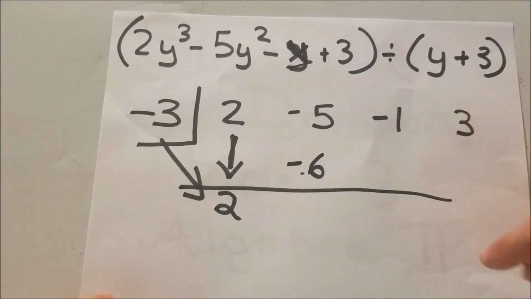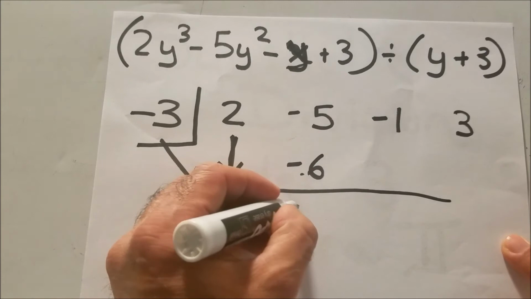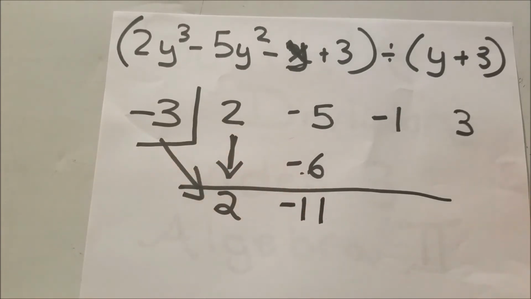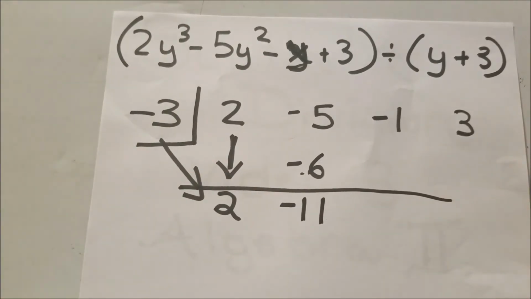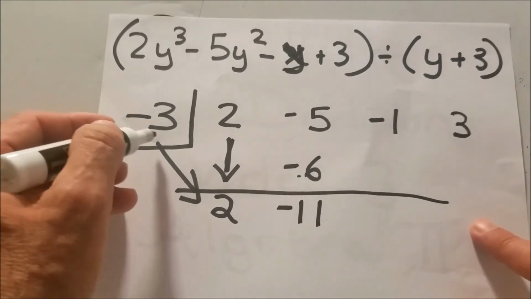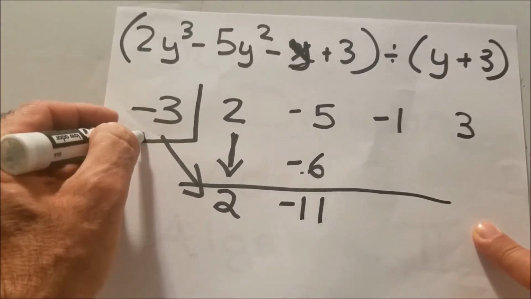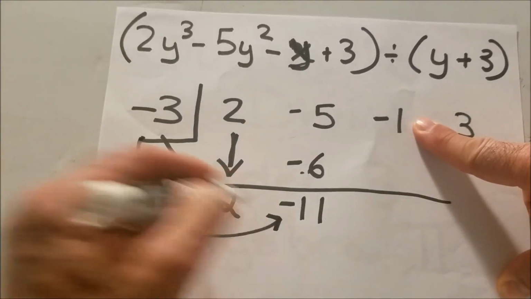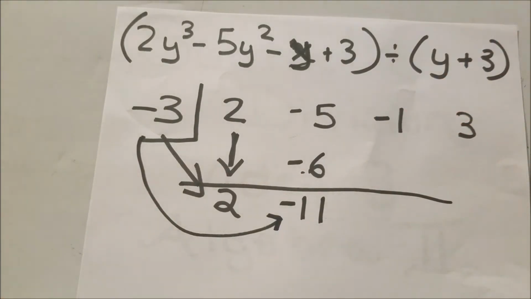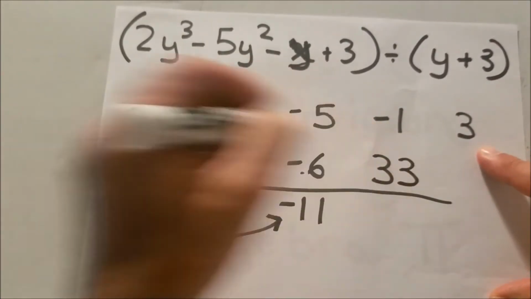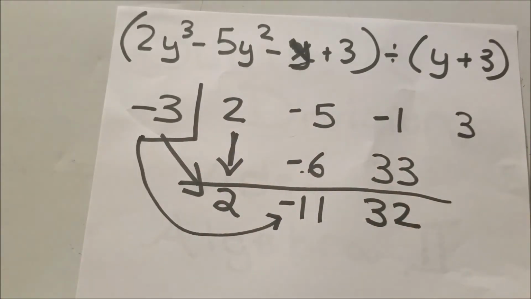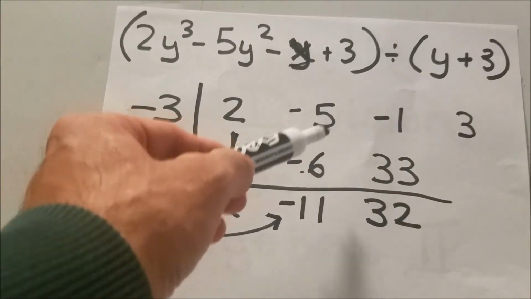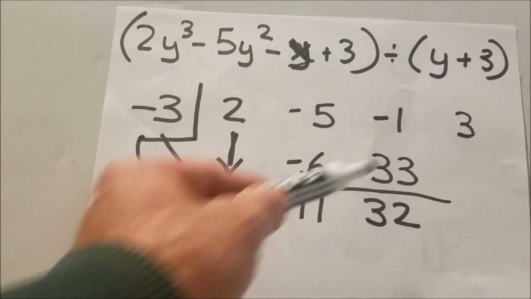And then when you have a negative 5 plus a negative 6, you're going to get a negative 11. So we multiply, we bring it up, and we add them. And then we repeat it. We multiply negative 3 by negative 11 and bring it up. Negative times a negative is a positive, remember. So that'll be 33. And then you add. See? So basically, we're multiplying, bringing it up, adding, multiplying, bringing it up, adding.